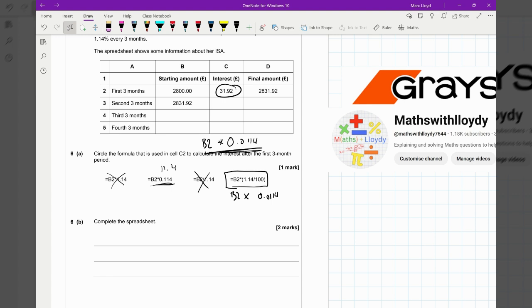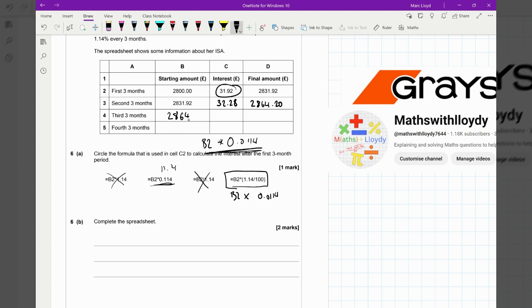Okay, complete the spreadsheet. So I need to get 2831.92 into my calculator and multiply by 0.0114, and that gives us 32.28. And then we add that back to the original value, and that gives me 2864.20.